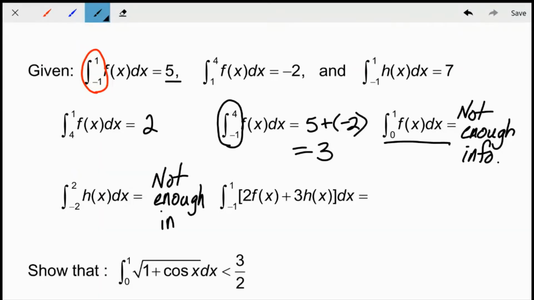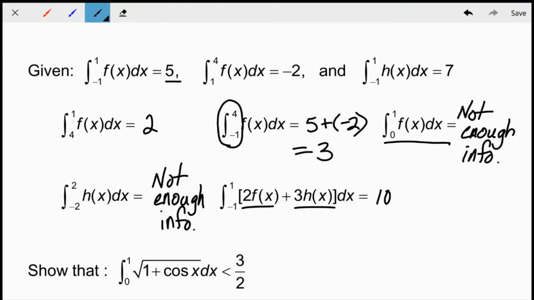Okay, and then the last one, you can see that we've got the integral that goes from -1 to 1 of 2f of x plus 3h of x. So remember, we can think of this as two separate integrals, right? The 2 times f of x from -1 to 1. We can think of the 3 times h of x from -1 to 1. We can also factor the constants out. So essentially what I'm going to do is multiply the f of x integral that I have from -1 to 1 by 2. That would give me 10.